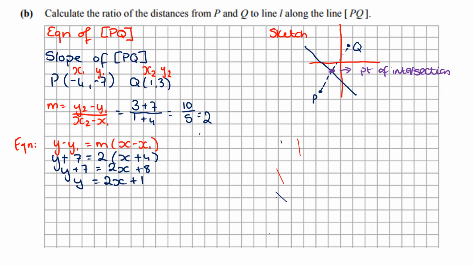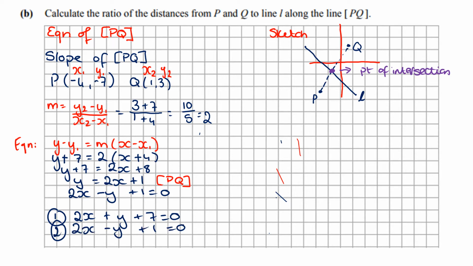So we now have, this is PQ. Now I'm going to rearrange this slightly, so 2x minus y plus 1 equals 0, because we're going to have two equations. We have the first one, which we were given, x plus y plus 7 equals 0, and that's this line here, line L. The second one is then the one we just worked out, 2x minus y plus 1 equals 0. So to get the point of intersection, we're going to do simultaneous equations.